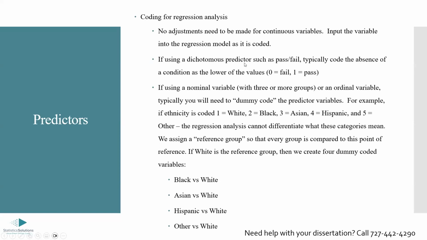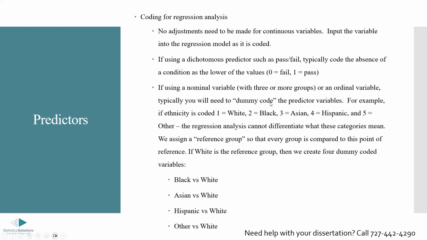However, if you have a dichotomous predictor, such as passing and failing, typically you would code the absence of a condition as the lower value. So if it was pass, fail, fail would be a 0, 1 would be a pass. Or if you have yes, no items that you're including, yes would be a 1, no would typically be a 0.